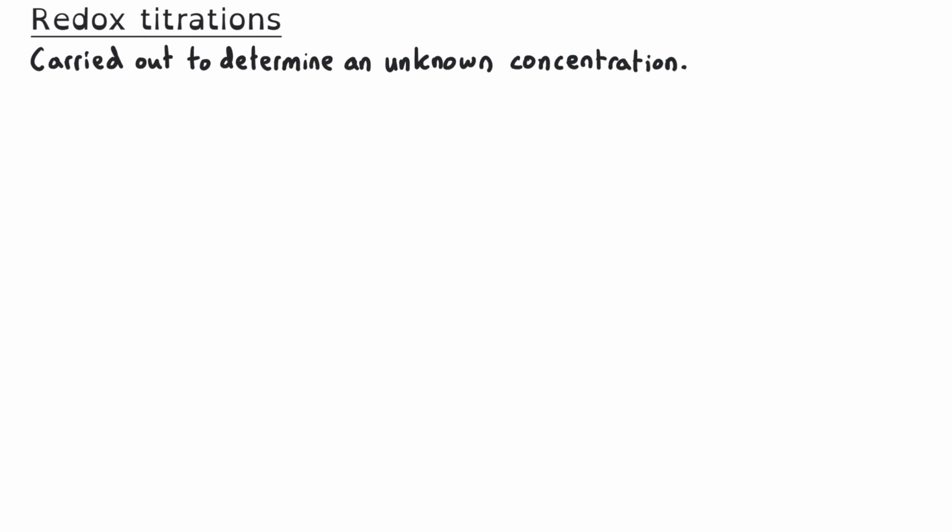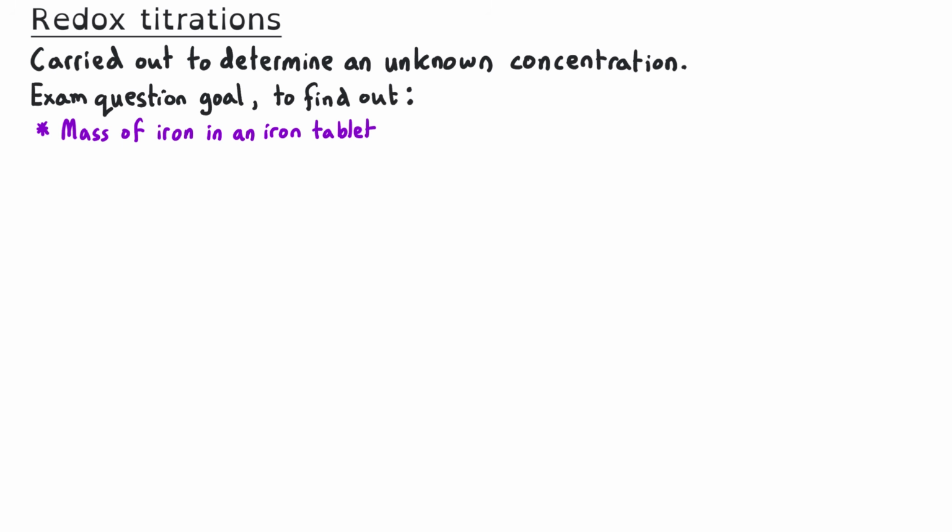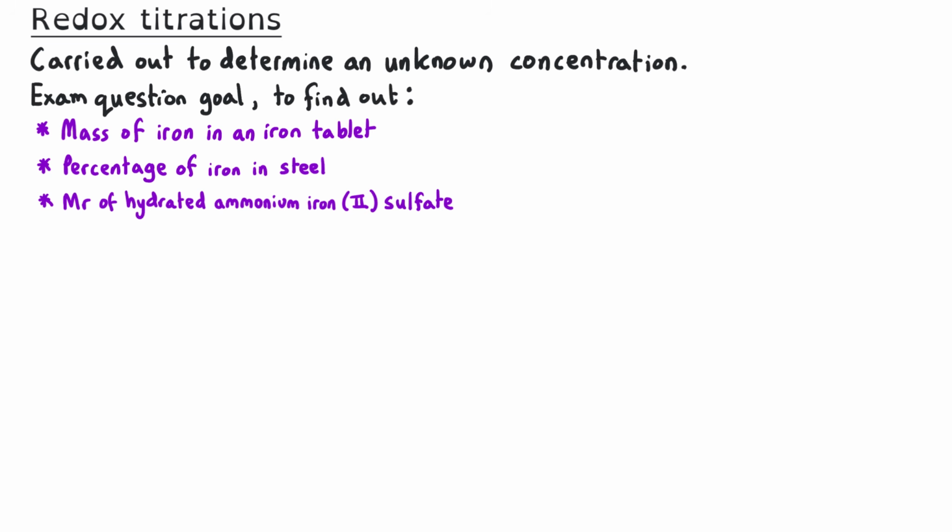Like acid-base titrations, redox titrations are carried out to determine an unknown concentration of a solution. In exam questions, this is often part of a larger goal. You might be trying to find out the mass of iron in an iron tablet, or the percentage of iron in steel, or even the Mr of hydrated ammonium iron 2 sulfate. You won't do all of these practical investigations during your lessons, so it's important to practice lots of exam questions to explore as many of these as possible.